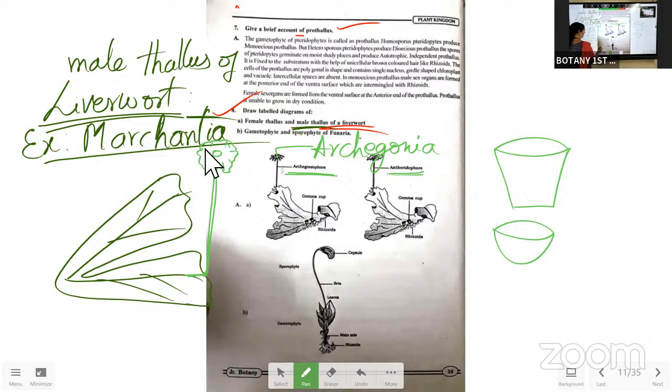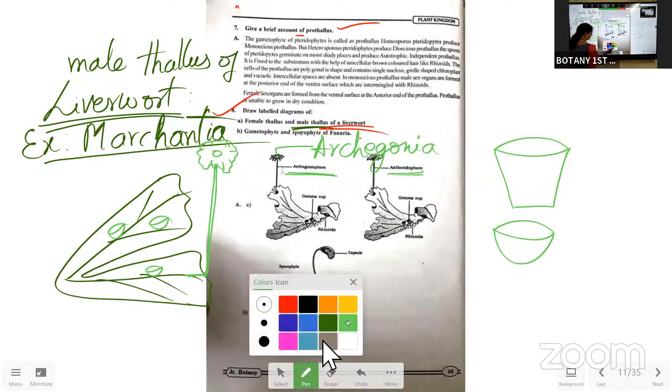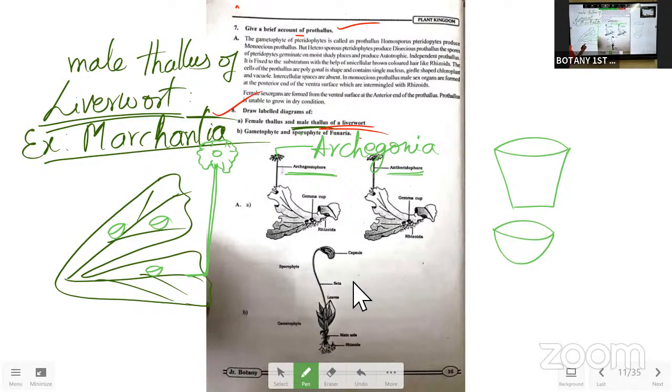Okay, and the gemma cups are present on the midrib. Draw the gemma cups. Now see, maximum parts are the same: rhizoids, thallus, midrib, and the gemma cups. These are common for the male thallus and the female thallus.